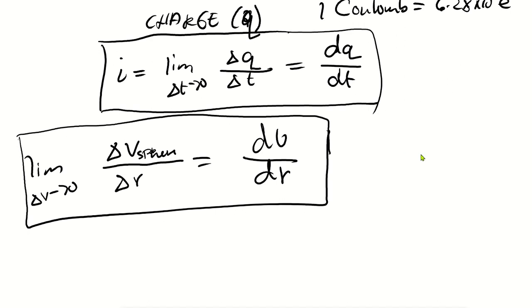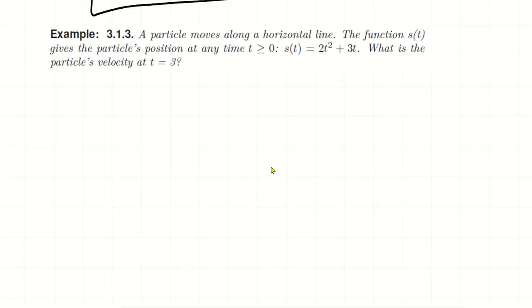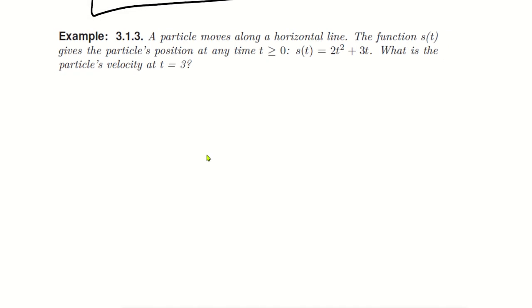Now let's take an example from your module. A particle moves along a horizontal line. The function s(t) gives the particle's position at any time t greater than or equal to 0. s(t) is equal to 2t squared plus 3t. What is the particle's velocity at t equals 3?